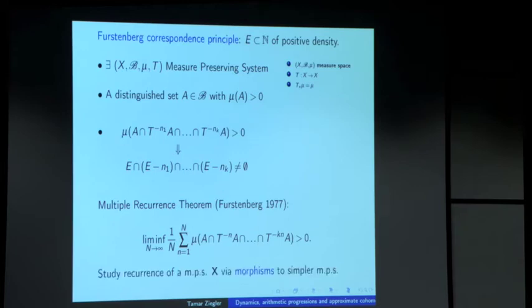And his idea is to study these multiple recurrence or recurrence properties of your system via morphisms to simpler measure-preserving systems. So let me describe to you how Roth's argument looks from the ergodic perspective. What is the philosophy there? It's a very close philosophy. You can also see some advantages of the ergodic approach.